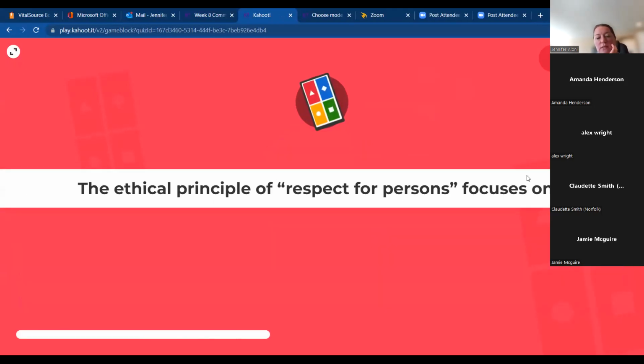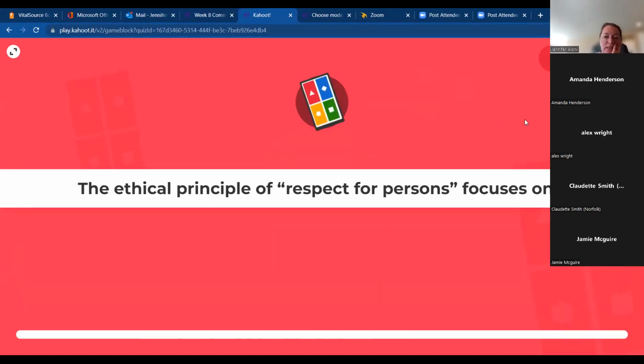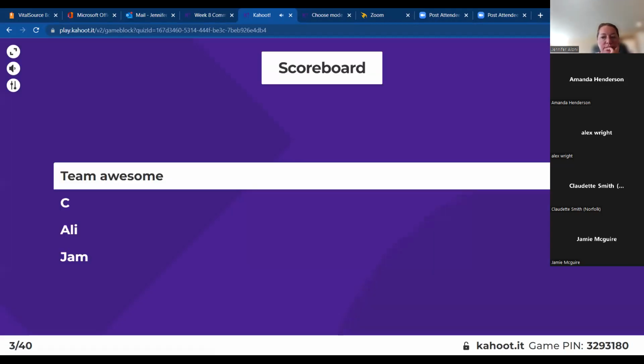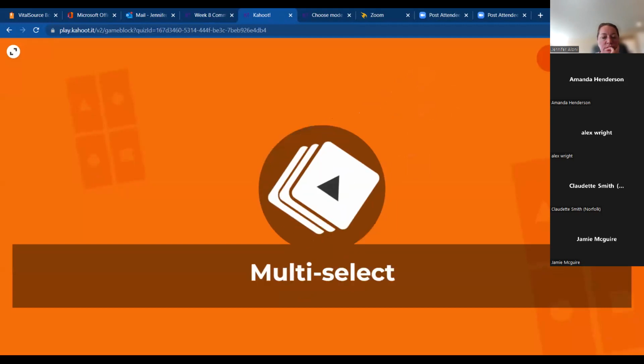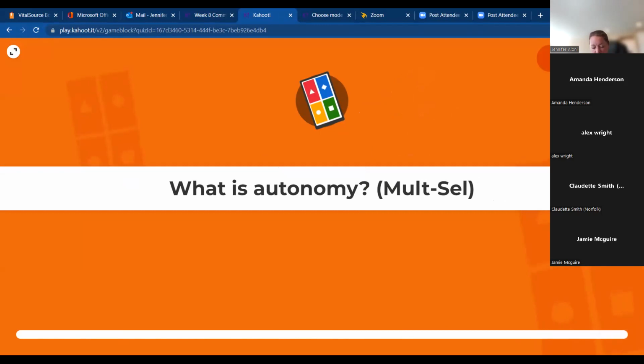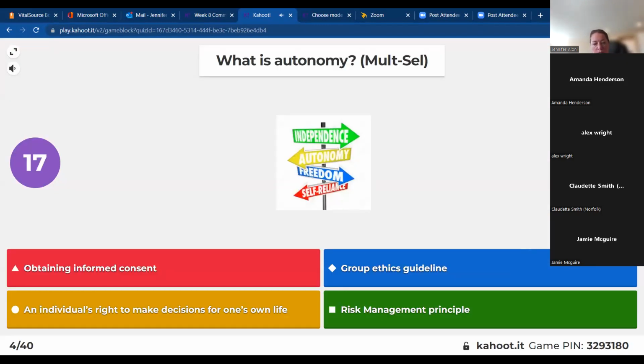Another multiple choice. This one's a little confusing. I did this with my class, so I'm gonna skip it because I think it confuses more than it does. What is autonomy? You have two answers here. I think we only have three of us playing, so let's skip to the end.